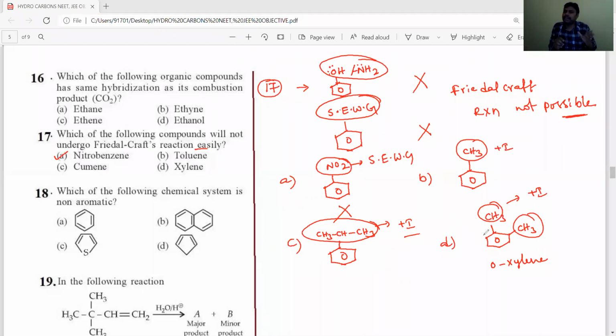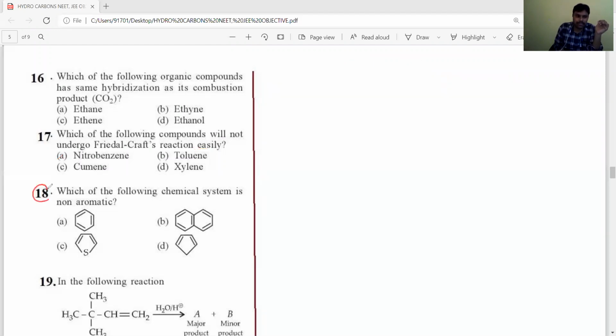In the same way, a benzene ring having strong electron withdrawing groups like NO2, acid groups COOH, and CN group, these are strong electron withdrawing groups, then it does not involve Friedel-Crafts reactions. Friedel-Crafts reactions are two types. One is alkylation. The second one is acylation. Okay, students, so both reactions are not possible. So the answer is A option. And let's see that 18th question.